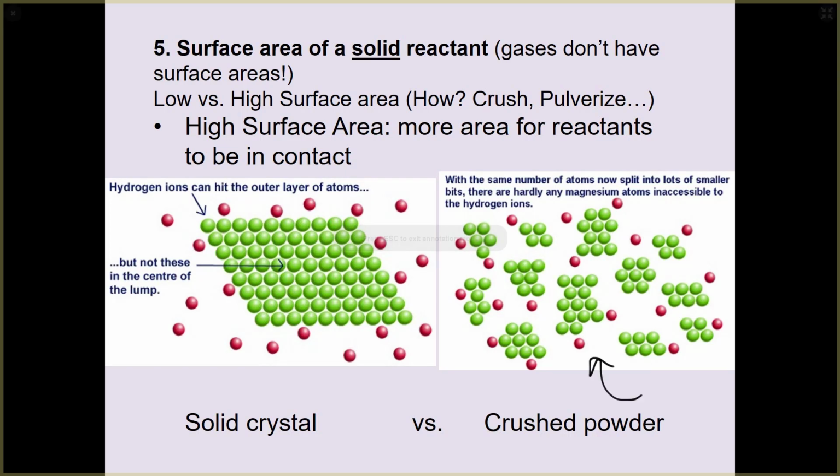The small pieces here, the little red reactant can get to more of the green molecules. If you have a solid crystal, you can see that the red can only react with the ones on the edges. So those ones in the middle are protected, so to speak. By crushing something, it makes it react faster.